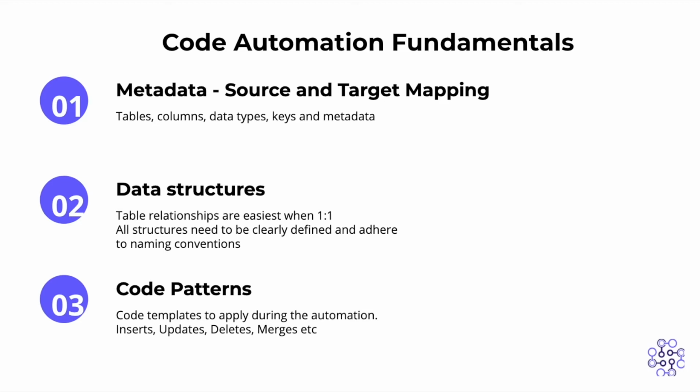But all our structures need to be clearly defined and adhere to naming conventions, because we're probably going to reference tables or objects in the code that aren't actually built yet. And the third, we need code patterns. These are really the templates we're going to apply when we're doing the automation. These can be upserts, deletes, or merges, and then right up into our dimensions, facts, hubs, links and sats, or whatever we're building downstream. That'll be the patterns that we're going to apply.